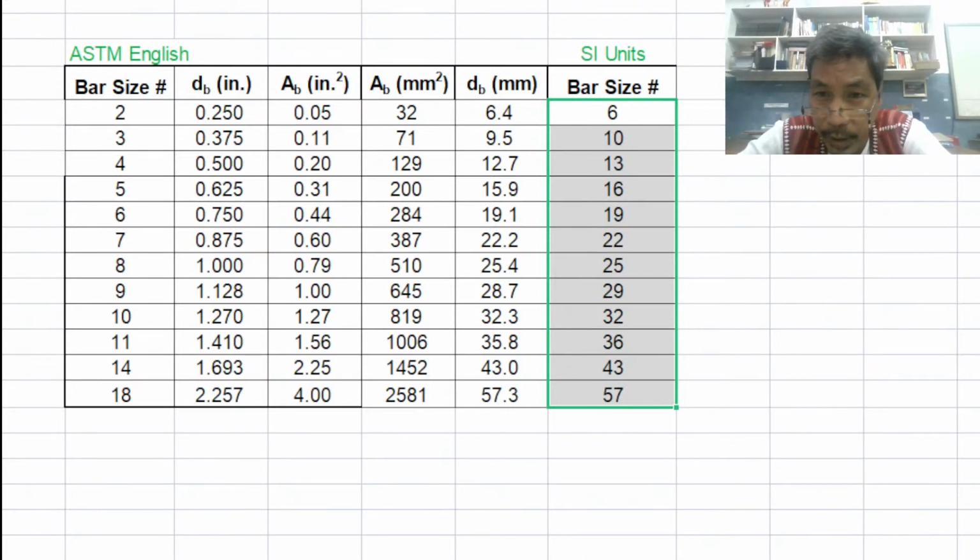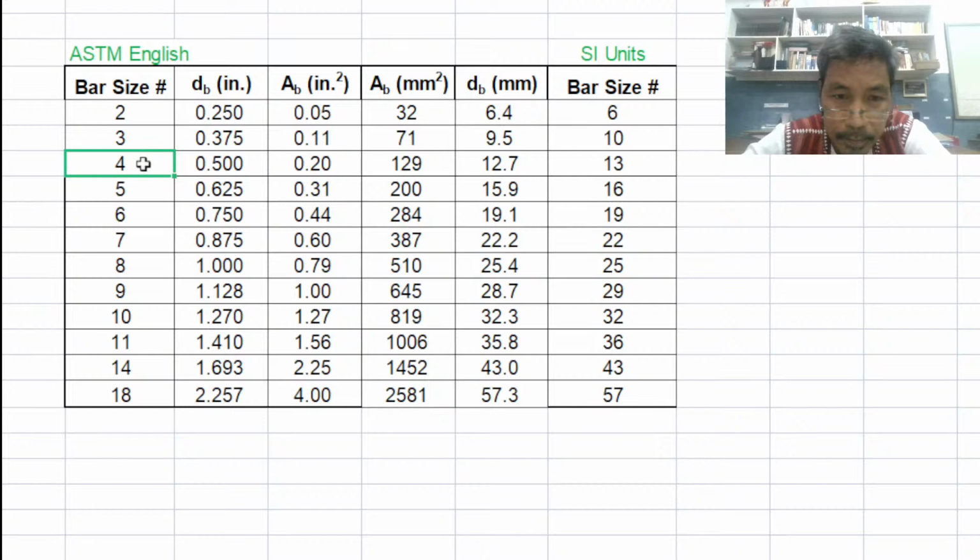The bridge engineering plan uses English units. So let us look at this column. Number 4. What is number 4? Number 4 means 0.5 inch diameter. In SI units that is 13 M, or 12.7, the exact value of the diameter. So that is what we mean by number 4.